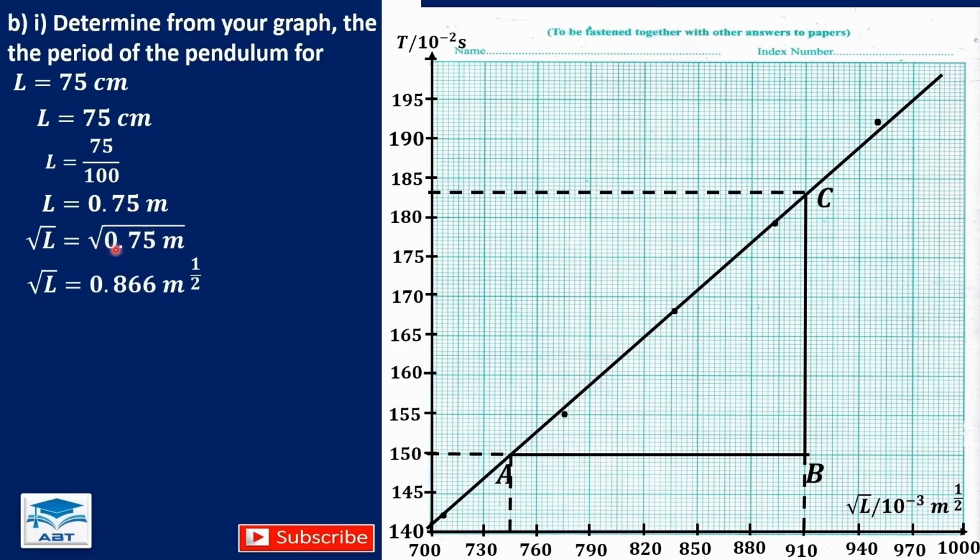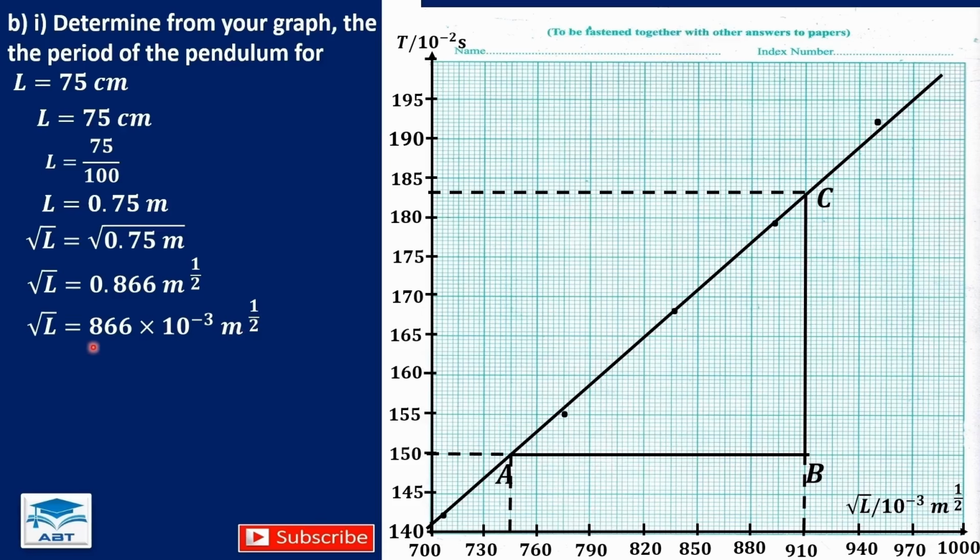Square root of 0.75 is 0.866. Then we have meters exponent half. And remember, on the horizontal axis, we changed it to standard form by moving the decimal point 1, 2, 3 to the right. So we have 866 times 10 exponent negative 3, and the unit is meters exponent half.